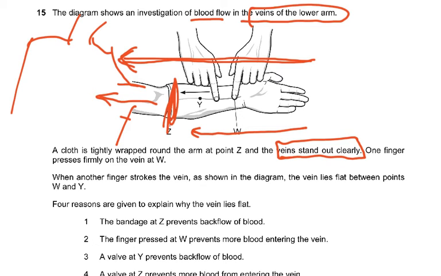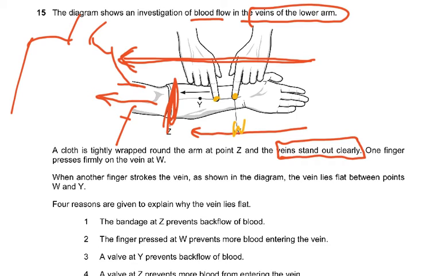If you've ever given blood for some tests, if they take it from your elbow area, they tie a tight band around your arm so that the veins become very prominent, because there's a little bit of stasis at the back. So one finger presses firmly on W. This is the point W. Everybody clear? When another finger strokes the vein, as shown in the diagram.